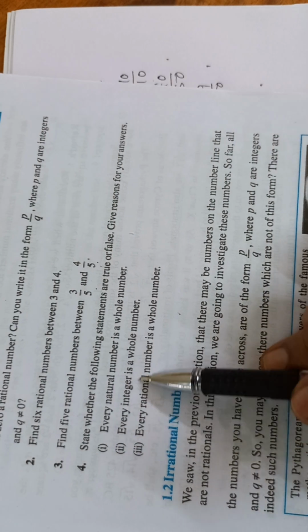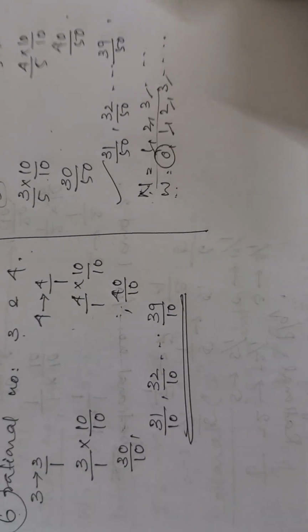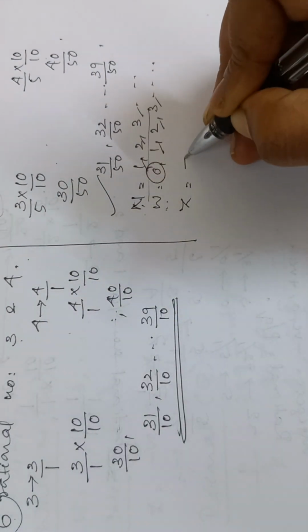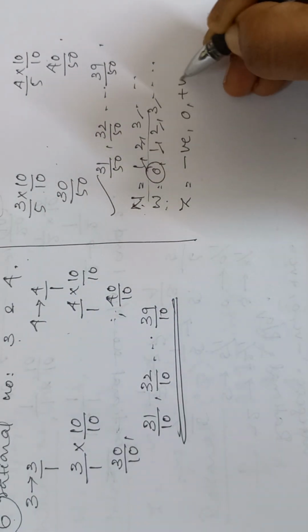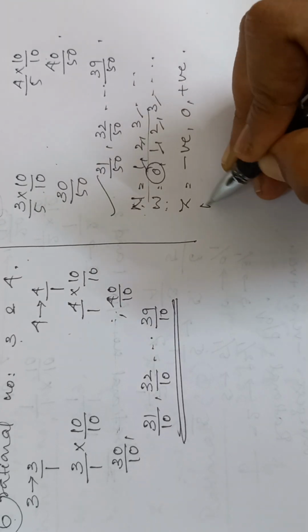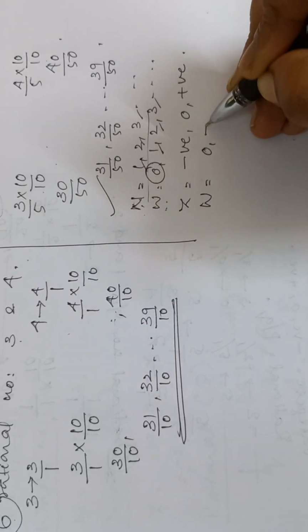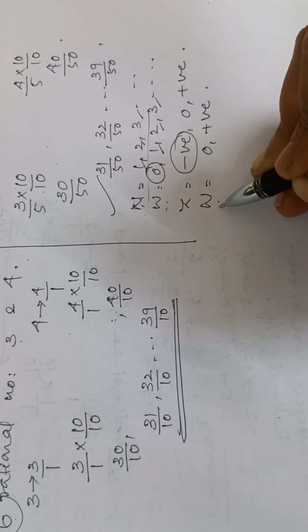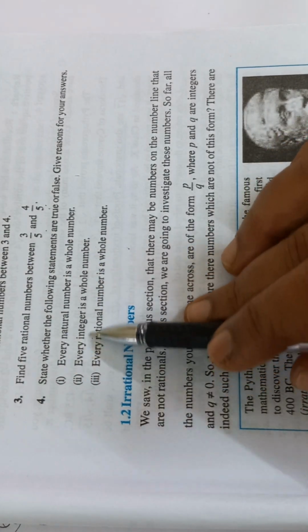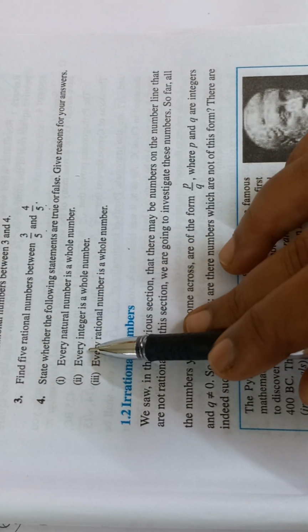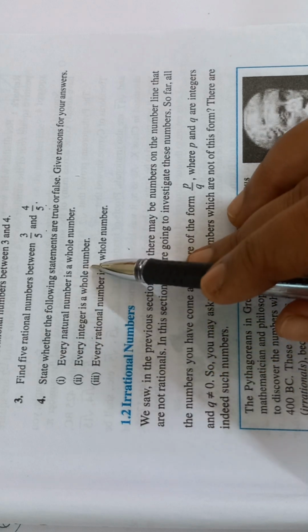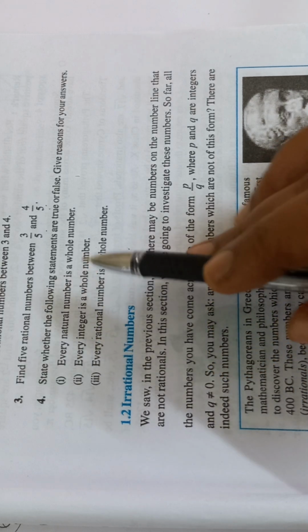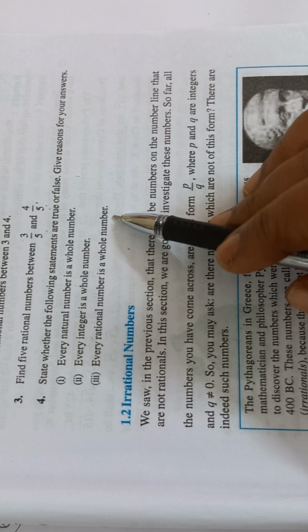Next is, every integer is a whole number. Integers, represented by Z, consist of negative numbers, 0 and positive numbers. And the whole numbers consist of 0 and positive numbers. So there is no negative number in whole numbers. So this statement is not correct. Every integer is not a whole number because integers consist of negative numbers which are not in the set of whole numbers.